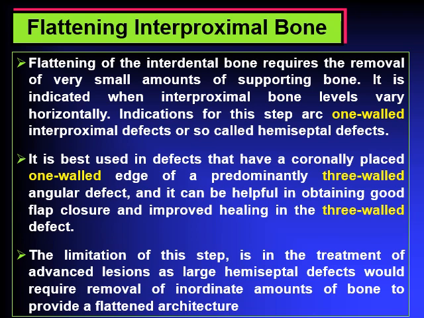Then the other surgical or resective technique is the osteotomy technique or osseotomy technique. It is done in two steps. Number one, flattening of the interproximal bone. It is a pure osteotomy technique. Number two, marginal gradualization of the bone. So flattening of the interproximal bone requires the removal of a very small amount of the supporting bone.